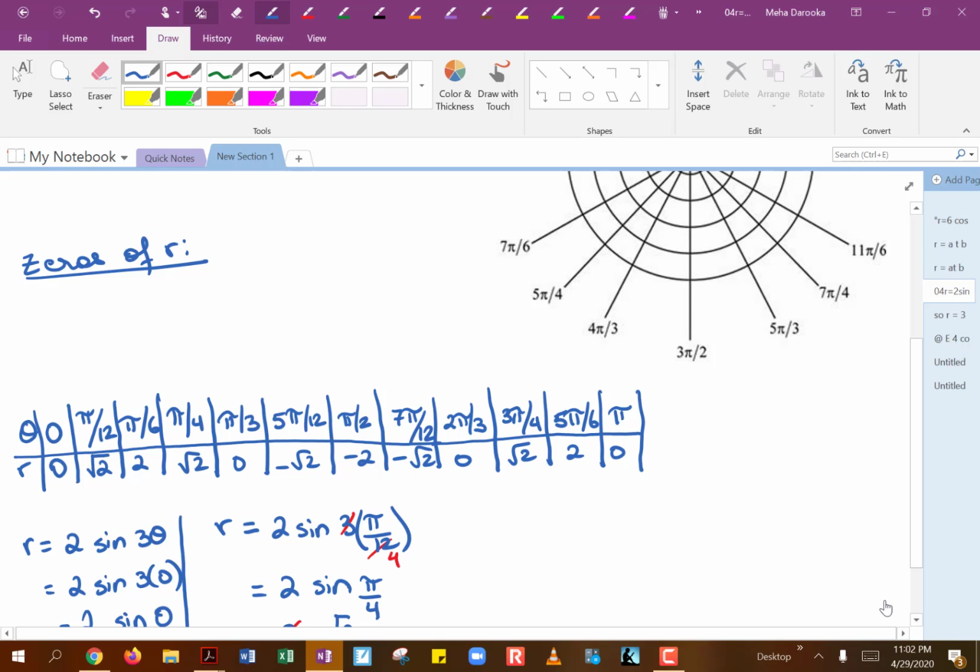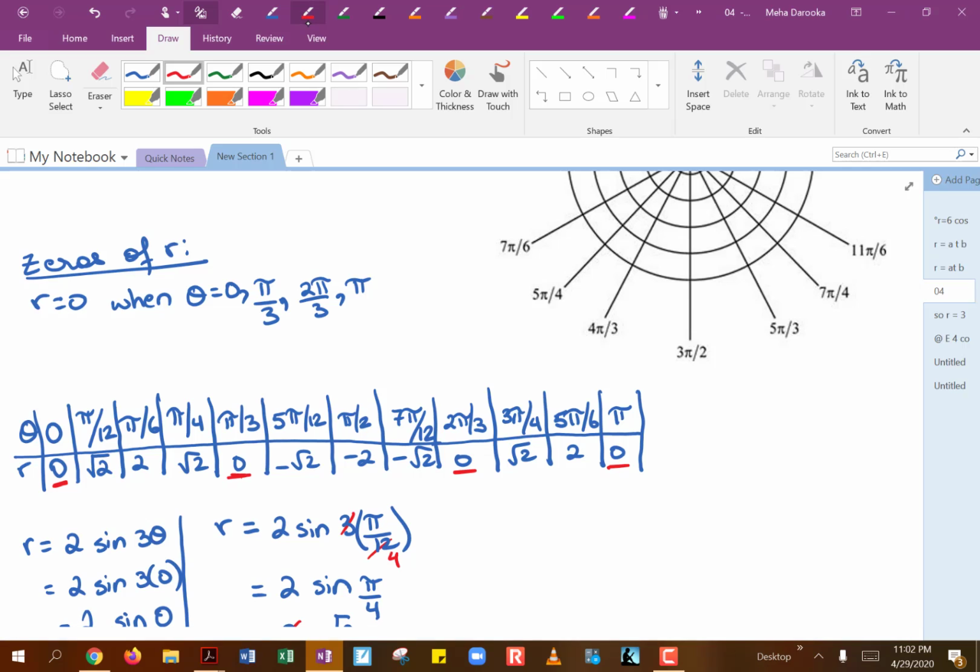Okay, so we have all our points now going from angle 0 to pi. So let's talk about the zeros. We have 0 over here, 0 over here, 0 over here, and 0 over here. So that's going to be r equals 0 when our angle is going to be 0, pi over 3, 2 pi over 3, and at pi.